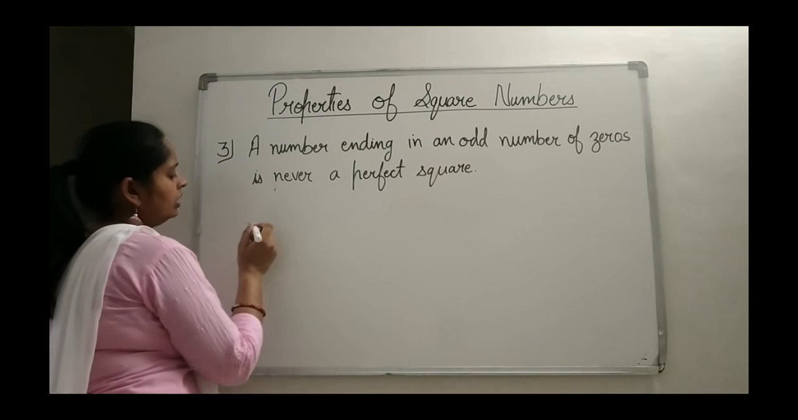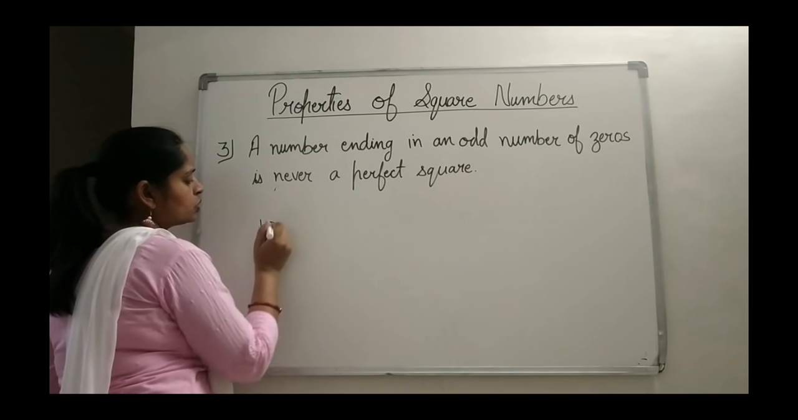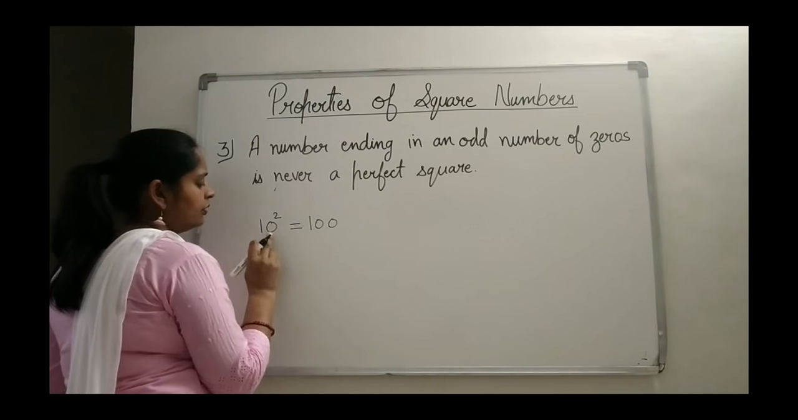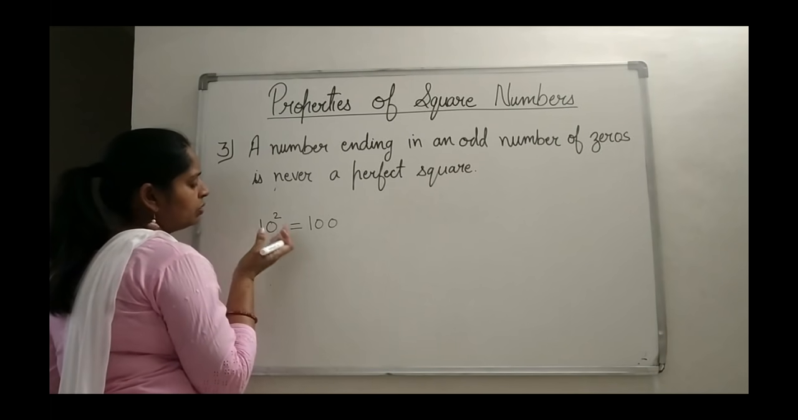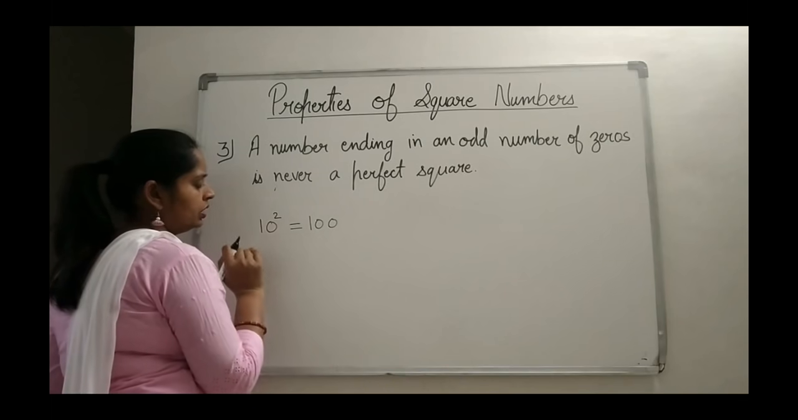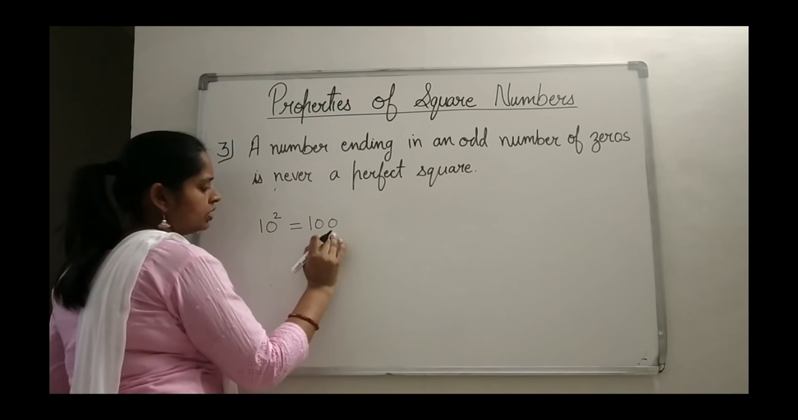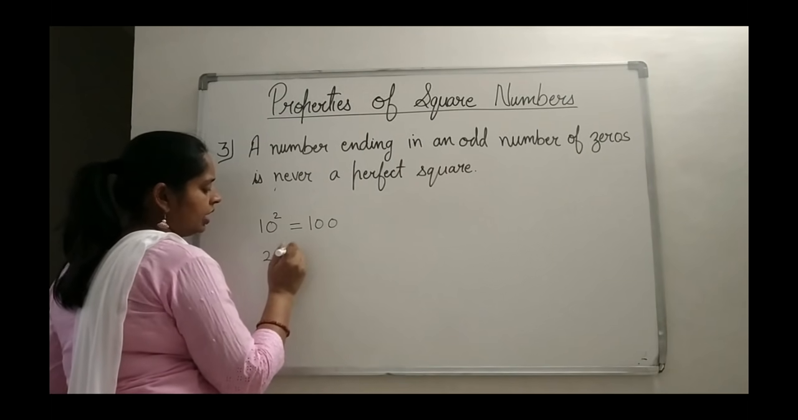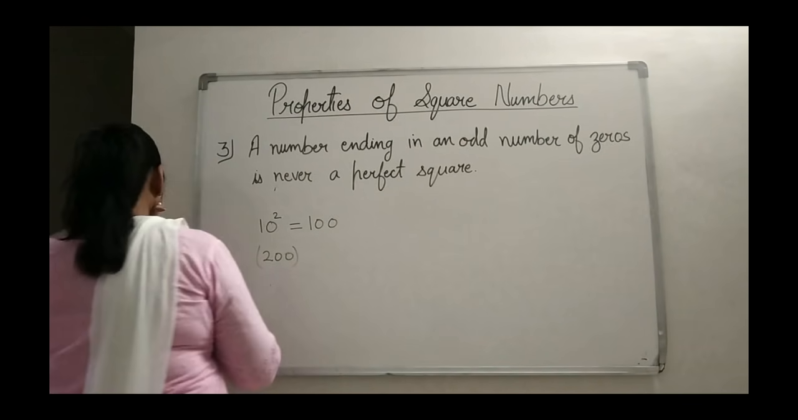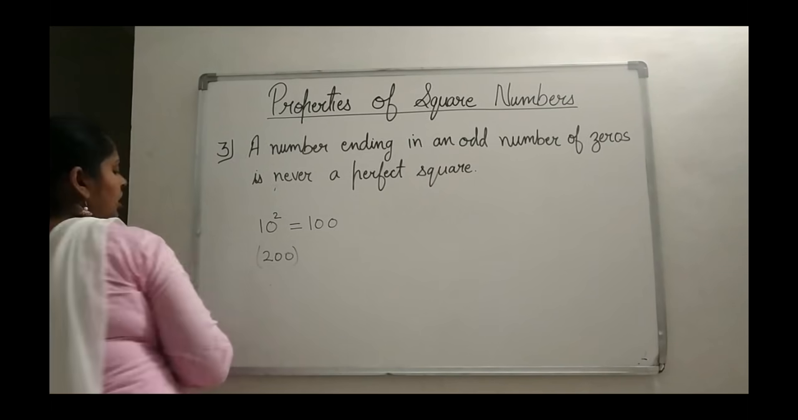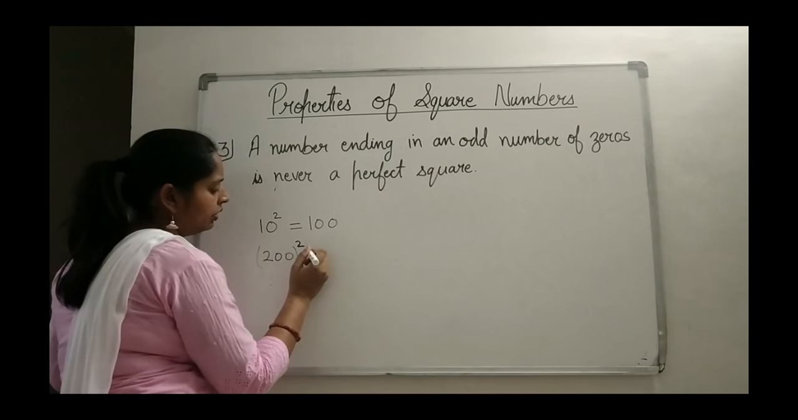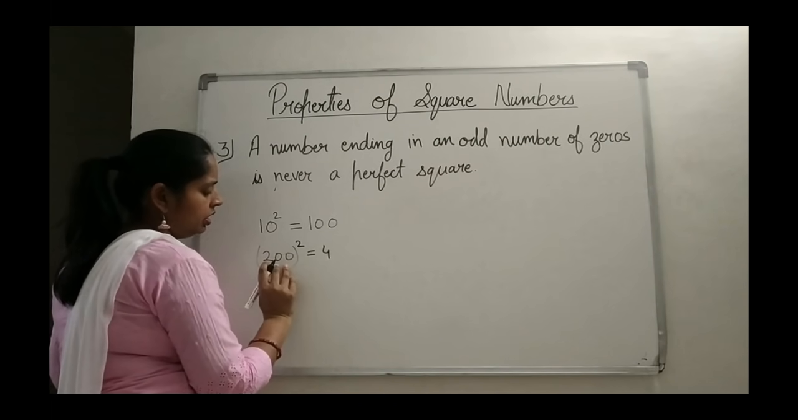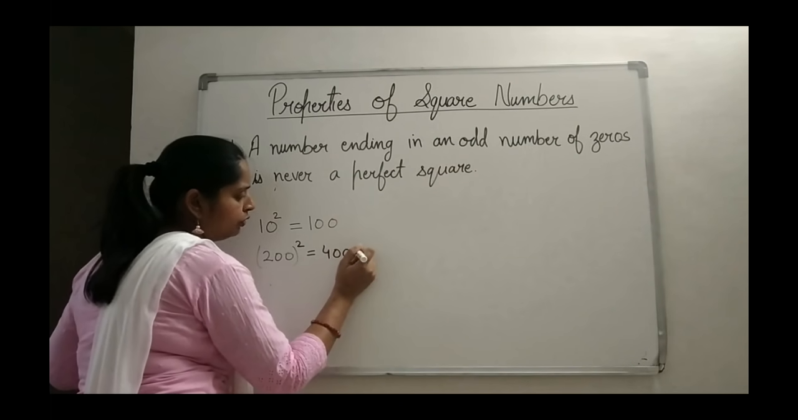See, if I have 10, the square of 10 will be equal to how much? 100, right? If 1 zero is there and I do the square, I will have 2 zeros in the answer, in the square number. Suppose I have 200 and I need to find the square of 200. Then 2 twos are 4, and 2 zeros are there, so I will now have 4 zeros.